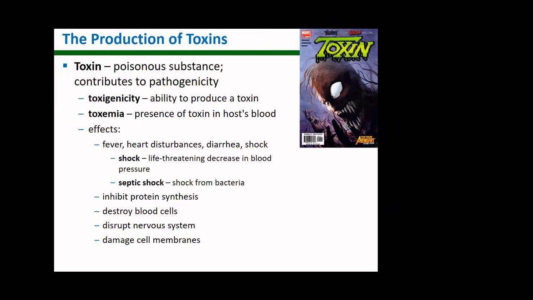Toxins can also inhibit protein synthesis, so potentially stopping the production of enzymes that could break down that pathogen or that toxin. Some toxins will destroy blood cells, either white or red. Some toxins can disrupt the nervous system, and some can damage cell membranes. And we know that if cell membranes are damaged, cells are more likely to die.